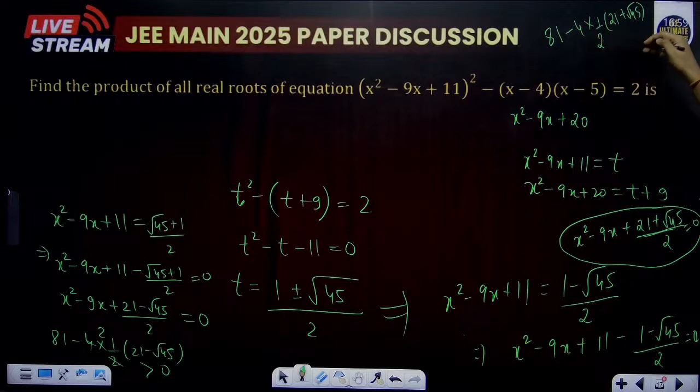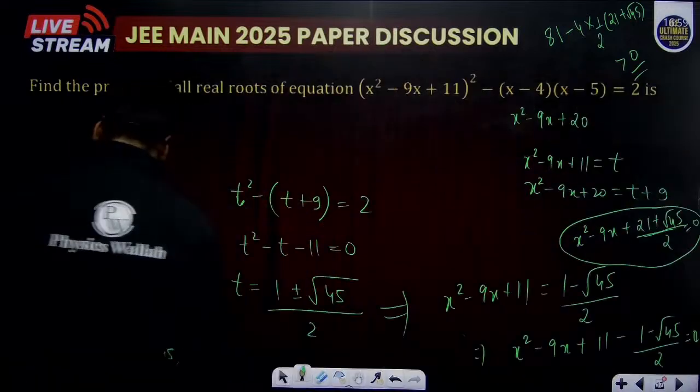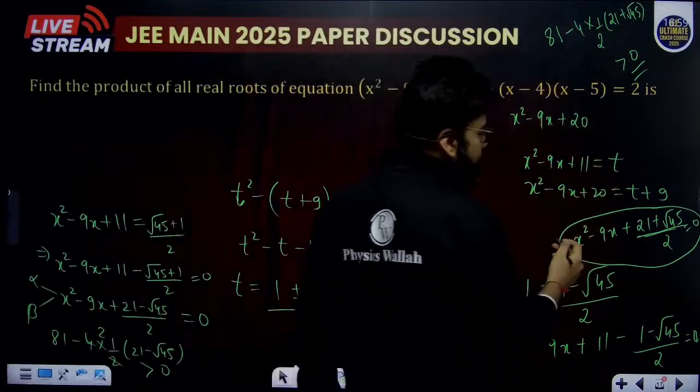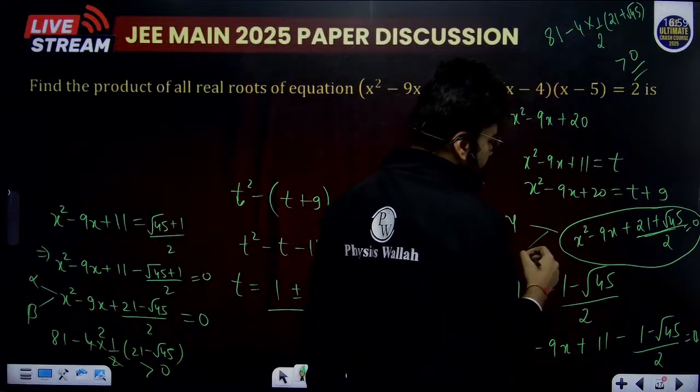81 minus 56, which is positive. So that means this equation also has real roots. So for the product of roots, what will be the roots of this equation? Let's say alpha, beta. And what will be the roots of this equation? This will be gamma, delta.